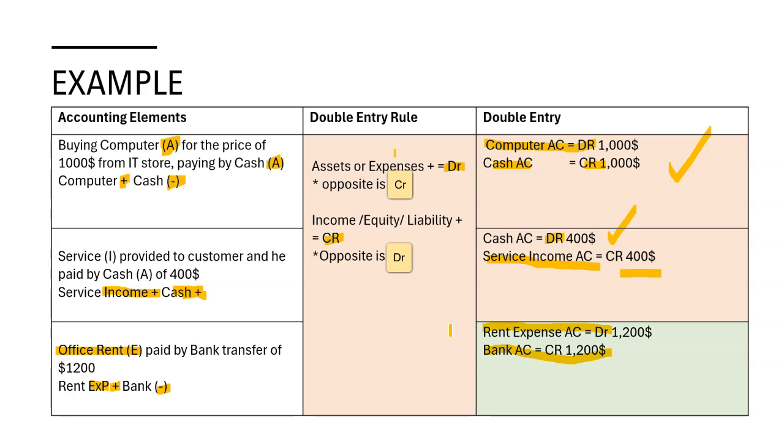If you understand the simple rule: asset or expenses increases, debit; income, equity or liability increases, credit; and the opposite will be credit or debit. So this is the simple idea of how the double entry principle works. Thank you.